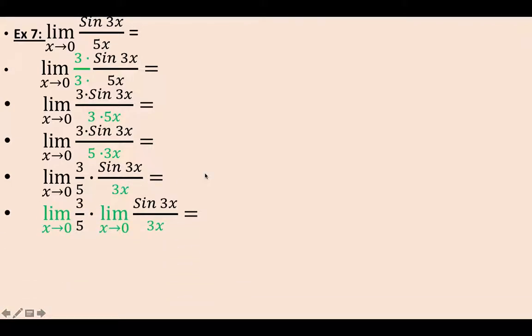I go ahead and take the limit of both sides. I know that the limit as x approaches 0 of this expression is equal to 1, and I know that the limit as x approaches 0 of 3/5 is just 3/5 because that's a constant. You get 3/5 times 1, which is just 3/5. So that is your limit for this problem.